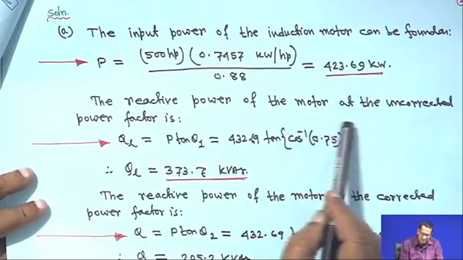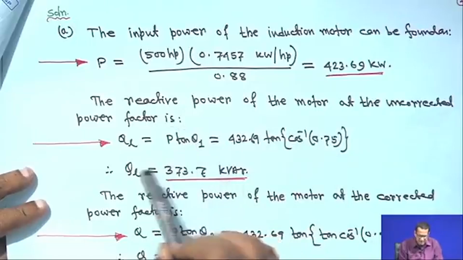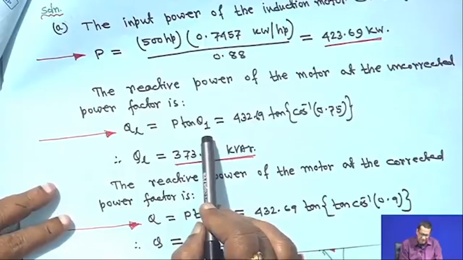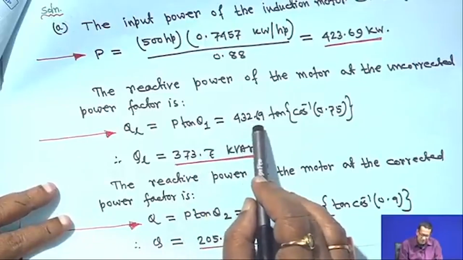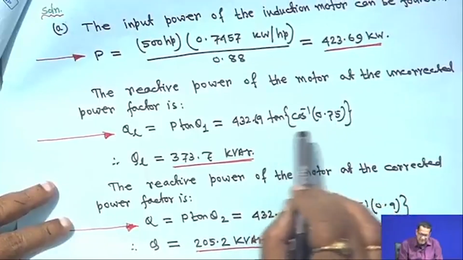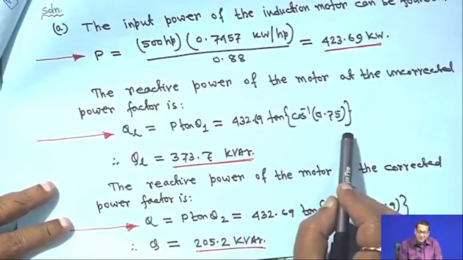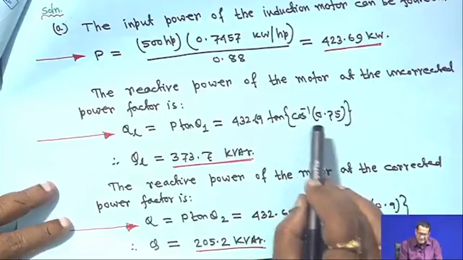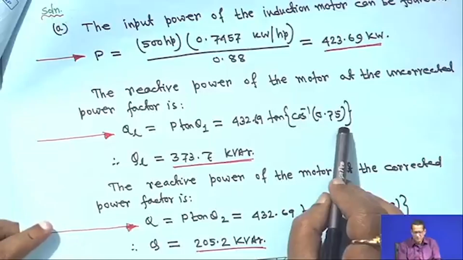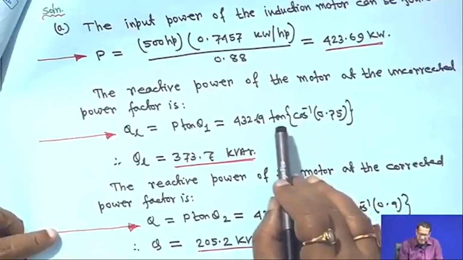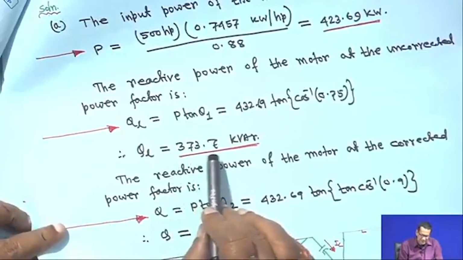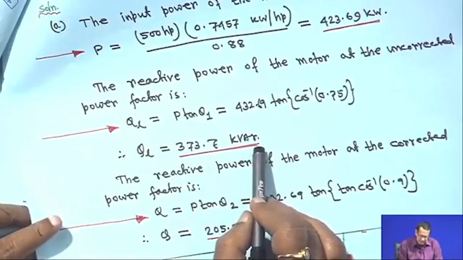So, the reactive power of the motor at the uncorrected power factor, as we have just seen, is QL equal to P tan theta 1. So, it is 432.69, and cos theta 1 is given as 0.75, therefore theta 1 is equal to cos inverse 0.75. So, tan of cos inverse 0.75 actually gives 373.7 kilowatt, that is QL.